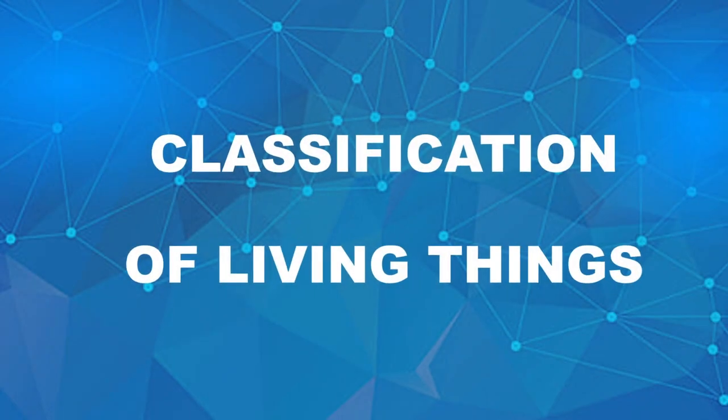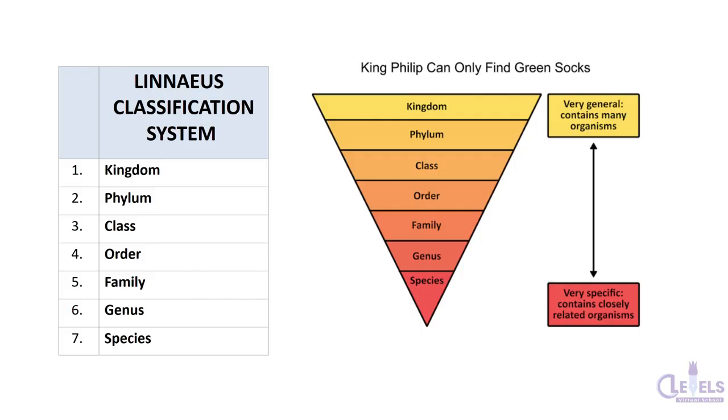Moving on to the classification of living things. So the living things have been classified in many ways. Generally they have been classified according to the Linnaeus classification. Linnaeus was the scientist who gave this classification, and they have been classified from being very generalized to very specific. So this classification includes kingdom, phylum, class, order, family, genus, species.